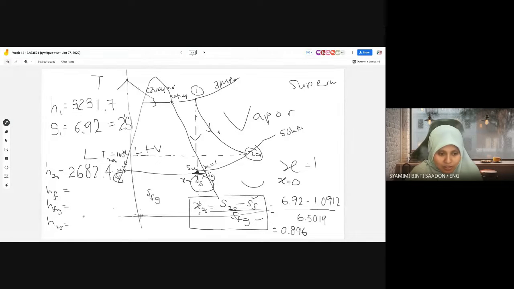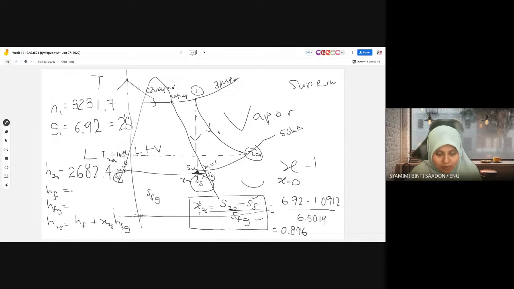So rearrange the equation. This equation can be used for other parameters also, because it's just a mathematical equation. So H2S equals to HF plus X2S HFG. The same equation as this one, except that here we use enthalpy. So rearrange the equation, because we already know X this time around. So we want to get this H2S, to use it to calculate the isentropic efficiency.